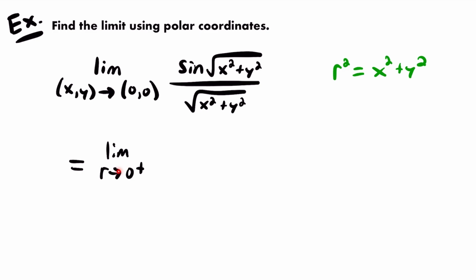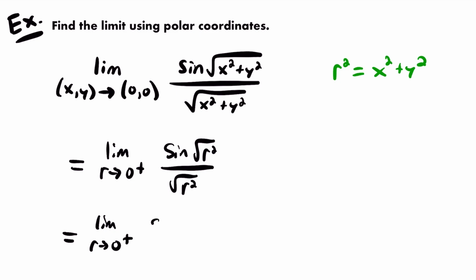Once again, that does not change. That's always going to be the case. If x and y are approaching 0, then r will approach 0 from the right. But then we're going to have sine of the square root of r squared divided by the square root of r squared. Now, the square root of r squared will be r, so we can simplify both of those. This will be equal to the limit as r approaches 0 from the right of sine r divided by r.